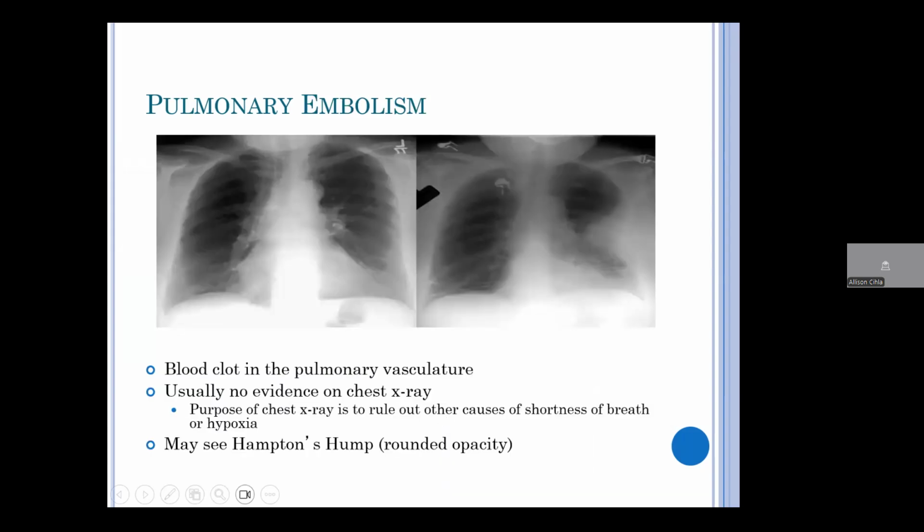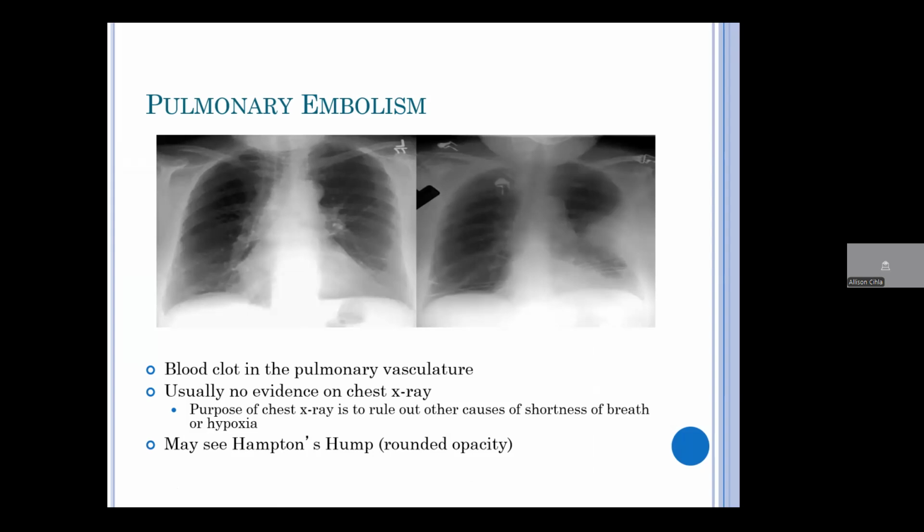Pulmonary embolism. So this is a blood clot that happens in the lungs. It happens in the pulmonary vasculature. Most of the time, you cannot see a pulmonary embolism on a chest X-ray. The purpose of getting a chest X-ray in a patient that you suspect pulmonary embolism on is to rule out other causes of shortness of breath or hypoxia, such as pleural effusion or pneumonia or something like that.